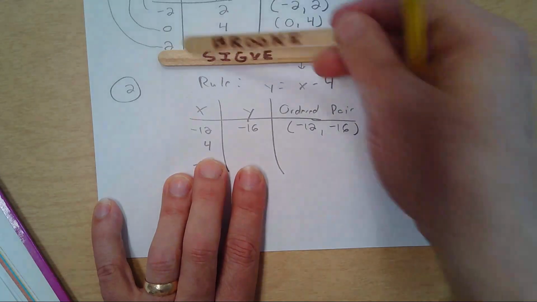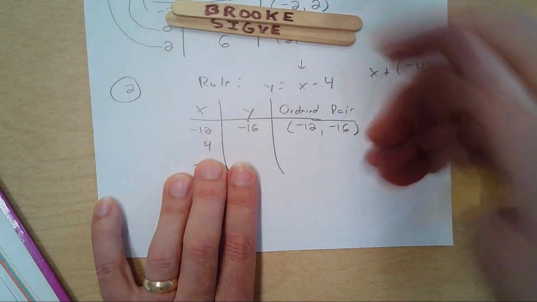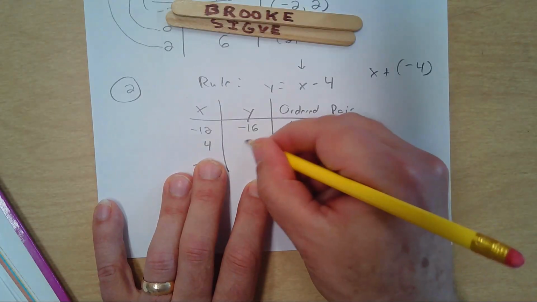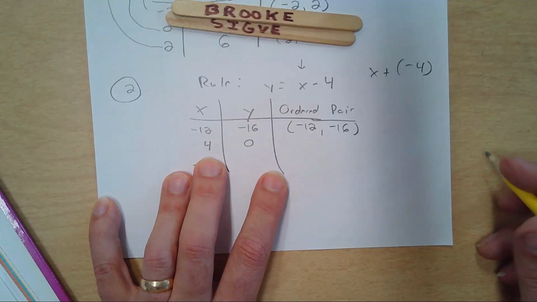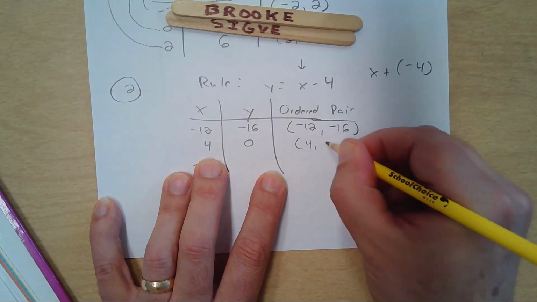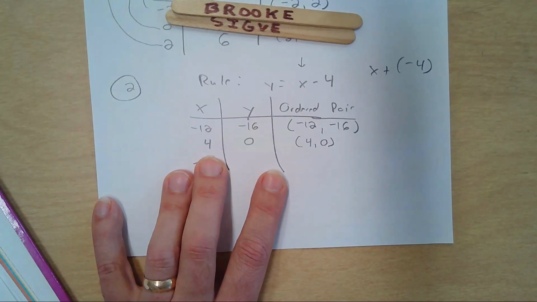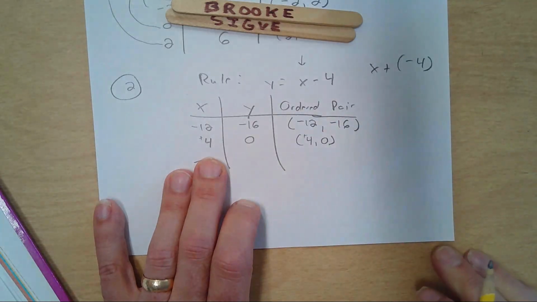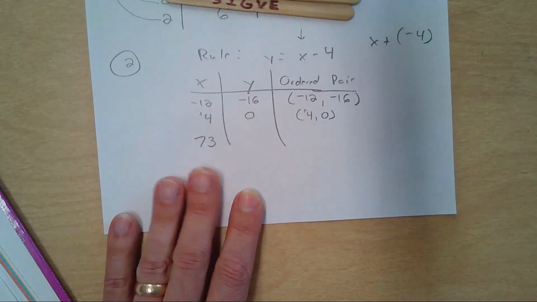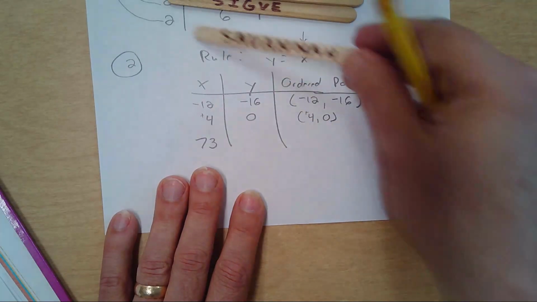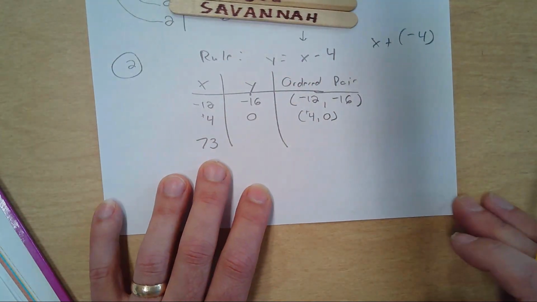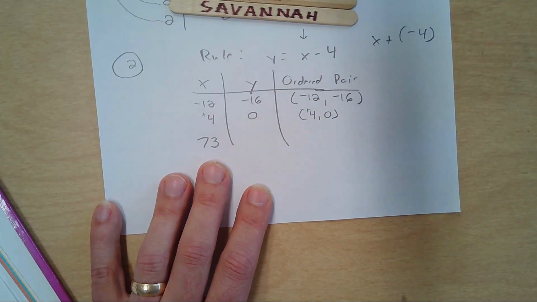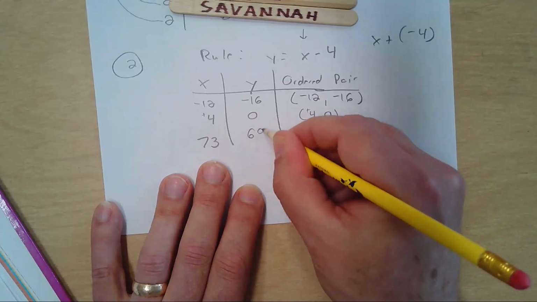All right. X is 4. What's y? So x is 4 and then the y is 0. Yep. My ordered pair? 4, 0. Just like that. Again, if you're putting the little plus signs on here, all the power to you. I don't care. All right. X is 73. What's y? 73 minus 4. 69. What's my ordered pair?